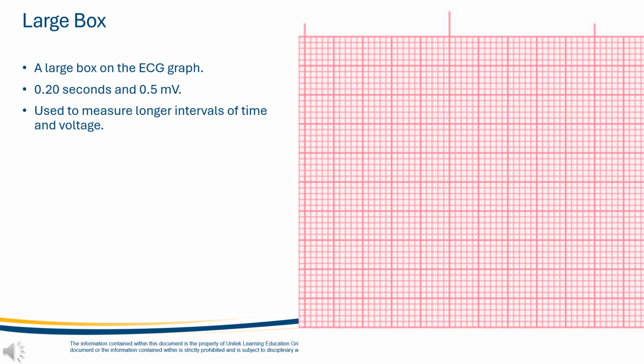Remember that the amplitude or height can also be measured with large boxes. Typically, the P wave amplitude should be less than 2.5 small boxes. So 2.5 small boxes would be about half of a big box. That would be a normal atrial depolarization, about half of a big box.